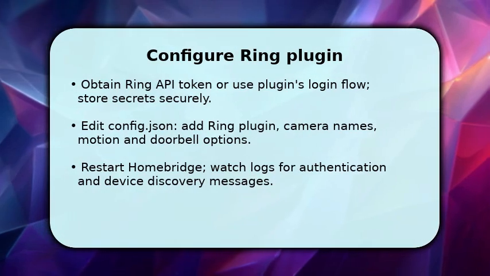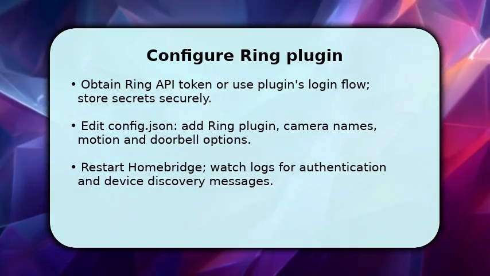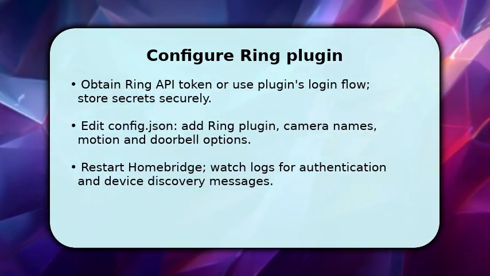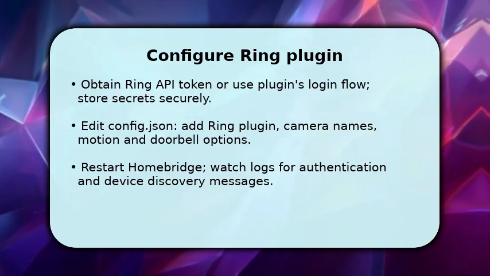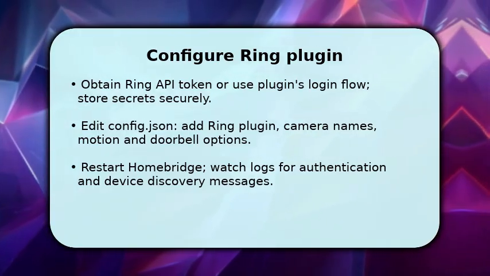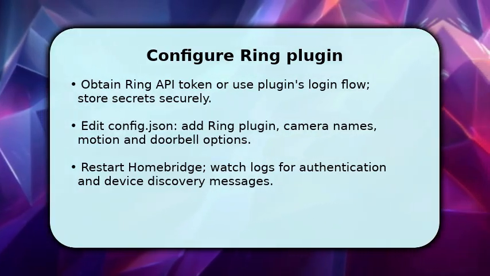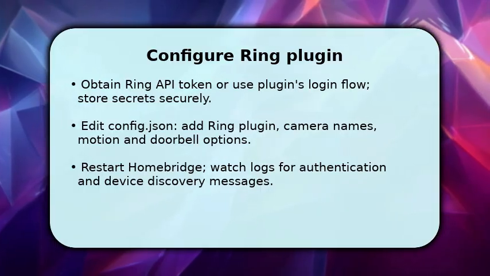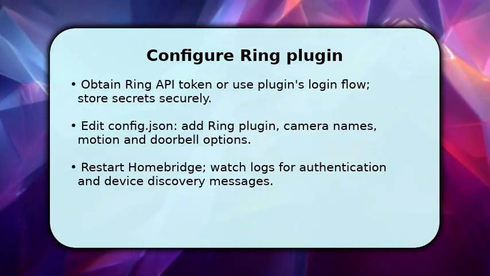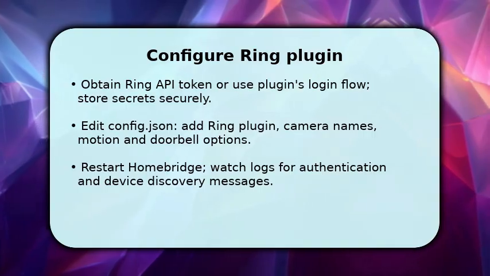Now you configure the plugin so HomeKit sees the doorbell. Use the plugin's guided login or manually generate the Ring API token and place it in Homebridge's config JSON under the Ring platform block. Map camera names and enable motion and doorbell event switches if available. This controls what appears in Home.